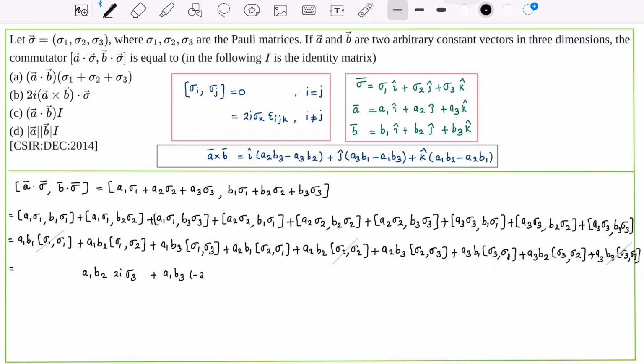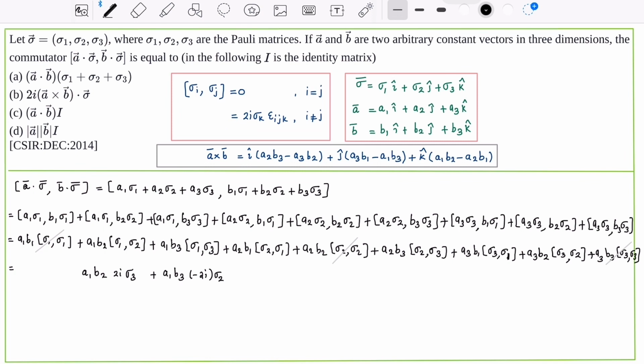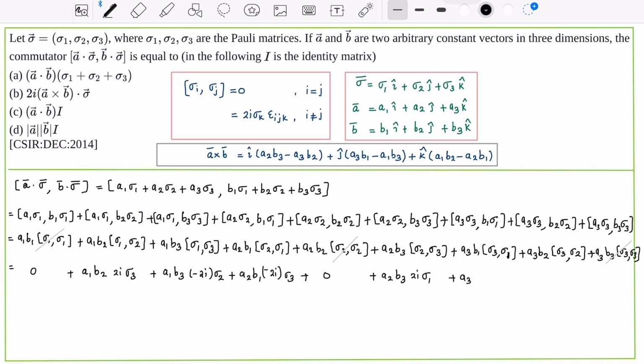This commutator is minus 2i sigma 2, plus the third term is A2 B1 times minus 2i sigma 3, plus 0. The first term is 0 and this term is also 0, plus A2 B3 2i sigma 1, plus A3 B1 2i sigma 2, plus A3 B2 times minus 2i sigma 1, plus 0.